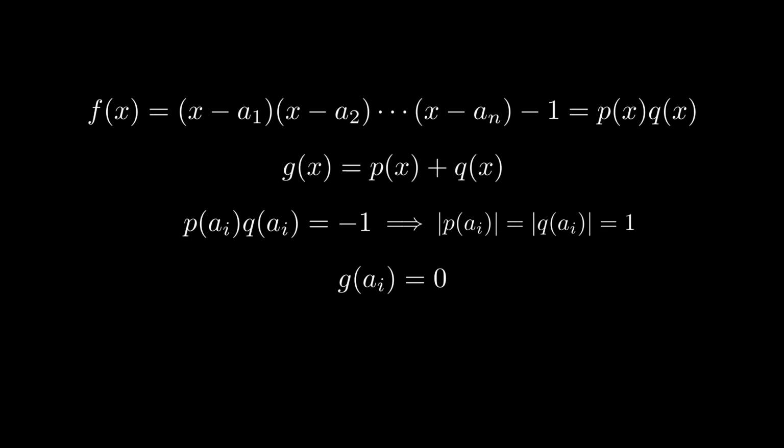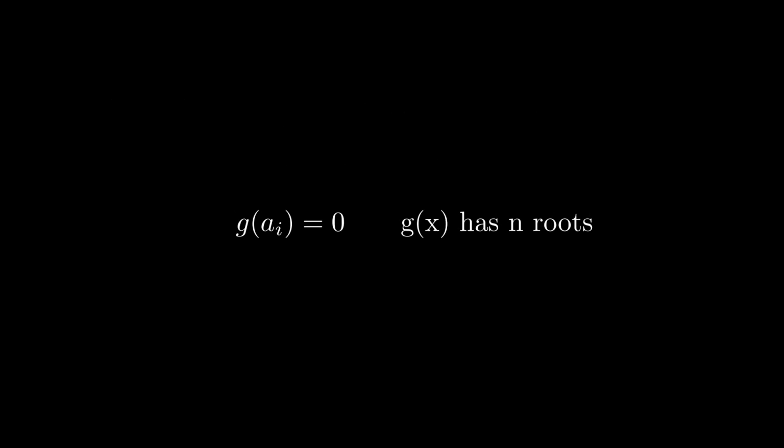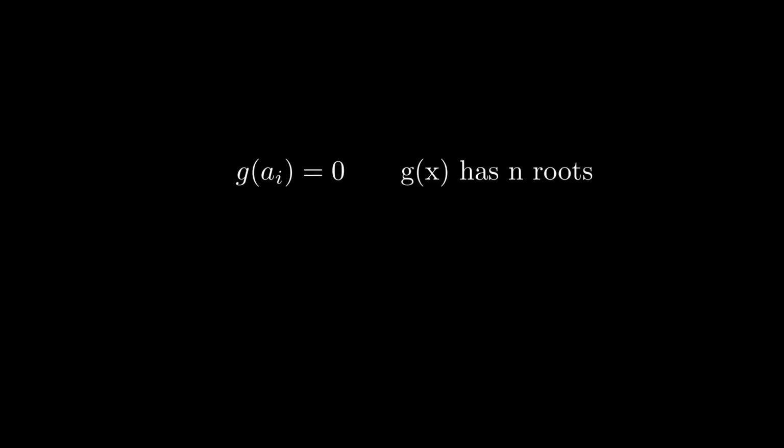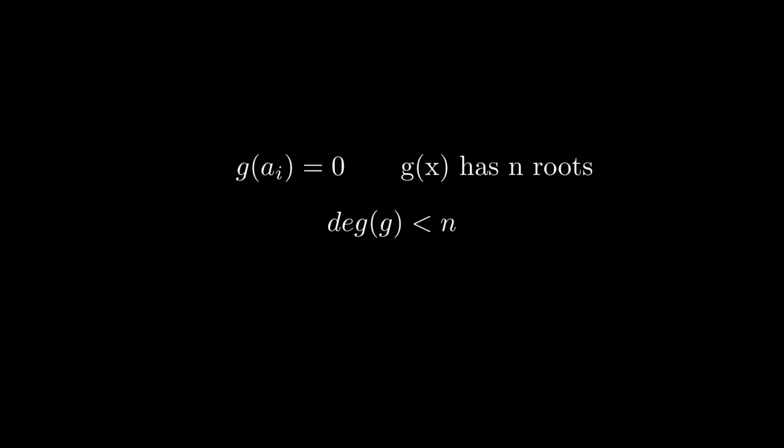Now we see that g of x has at least n distinct roots, one corresponding to each of the n different a sub i, but g of x has a degree less than n, which could only mean that g of x is equal to 0. This way, it has a degree less than n but more than n roots.